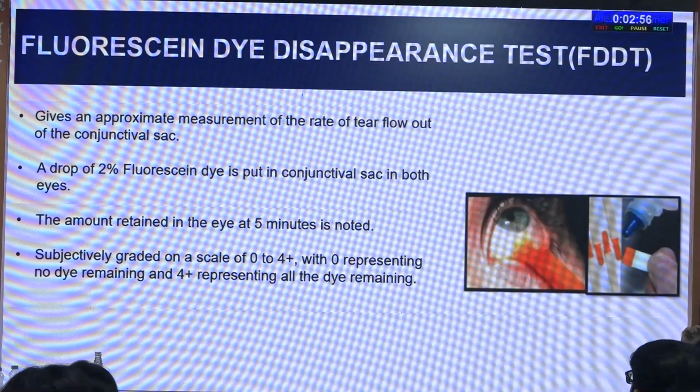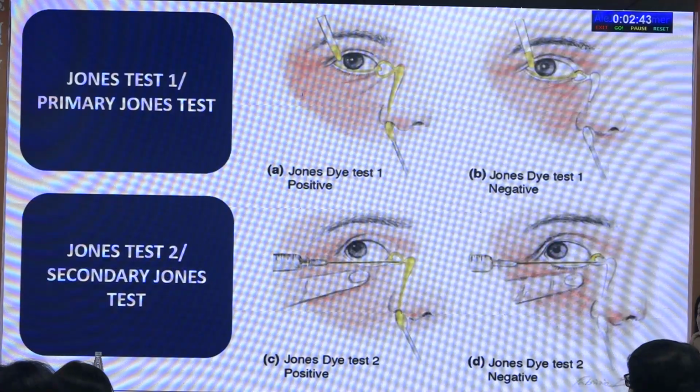Now let's come to the first one. So a drop of 2% fluorescein dye is put in the conjunctival sac in both the eyes, and the amount retained in the eye at 5 minutes is noted, and subjectively it is graded on a scale from 0 to +4. Now coming to the Jones test, we have primary and secondary. In case of primary, first we instill a drop of fluorescein in the conjunctival sac and put a cotton bud soaked in anesthetic in the inferior meatus.